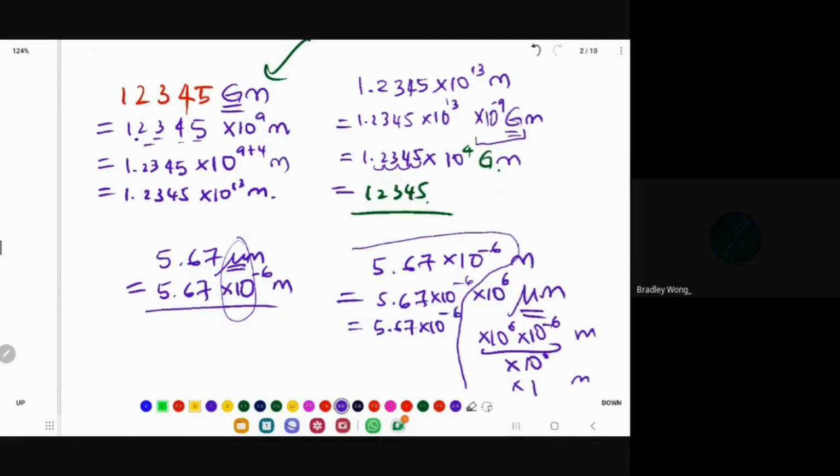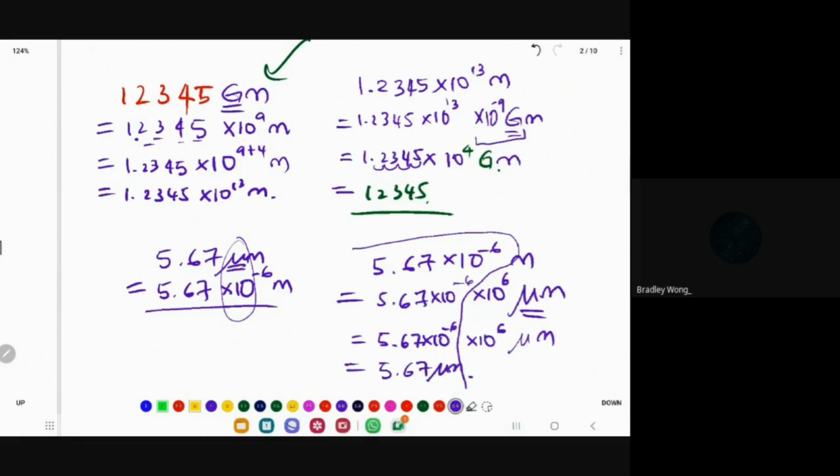I do nothing, I just keep on copying only. Actually, up to here, your answer is already out. So you get 5.67 micrometer. That's it.